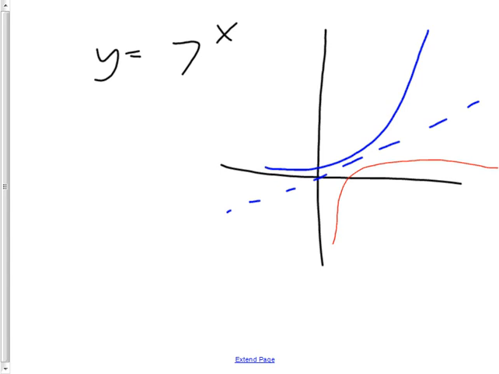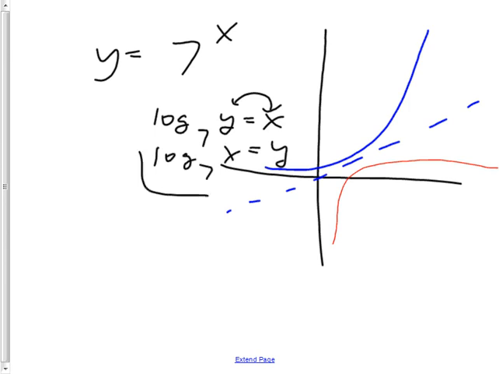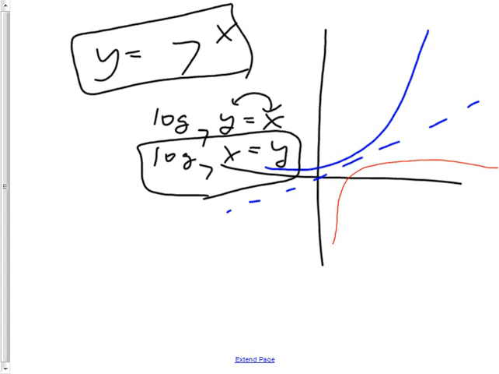So if I had 7 to the x, if I rewrite that puppy as a log, I'd say log base 7 of y is equal to x. And inverses are where x and y get rearranged. And so if I rearrange the x and the y, I'll have y equals log base 7 of x. So that's why this and this are actually inverses of each other, and they look like this and this.